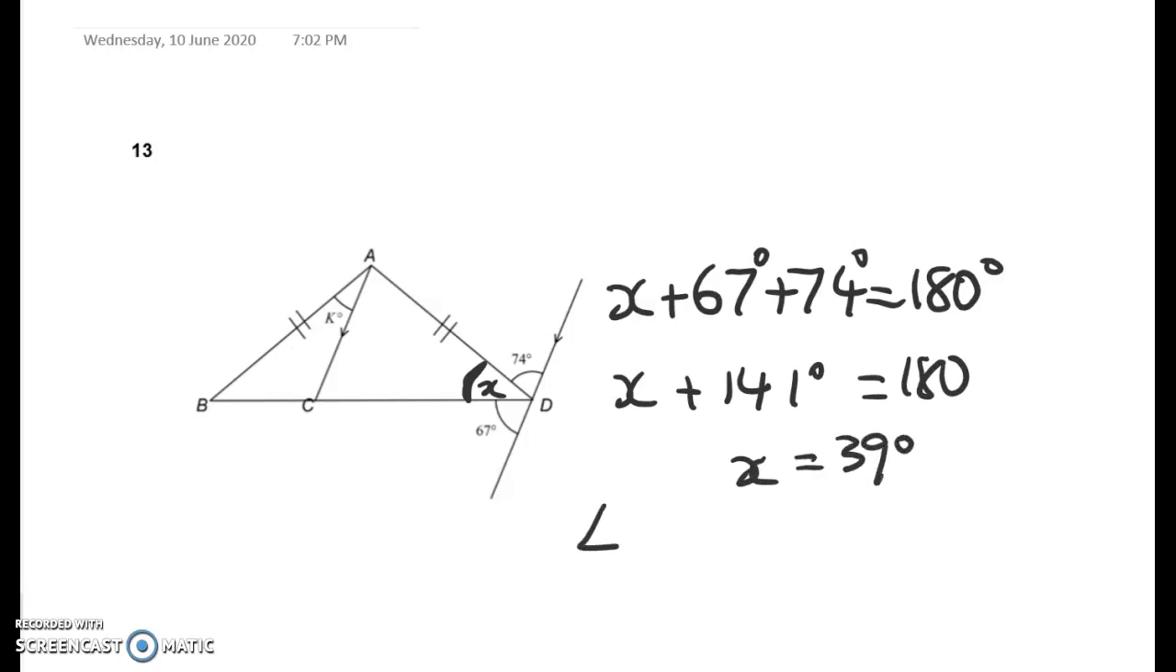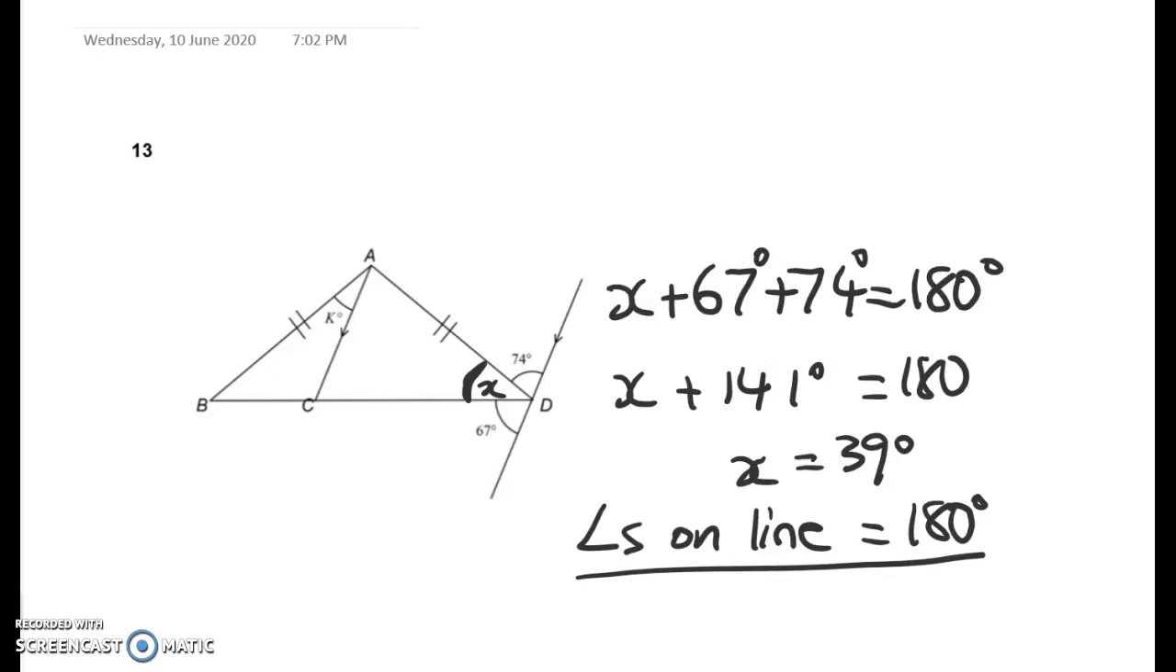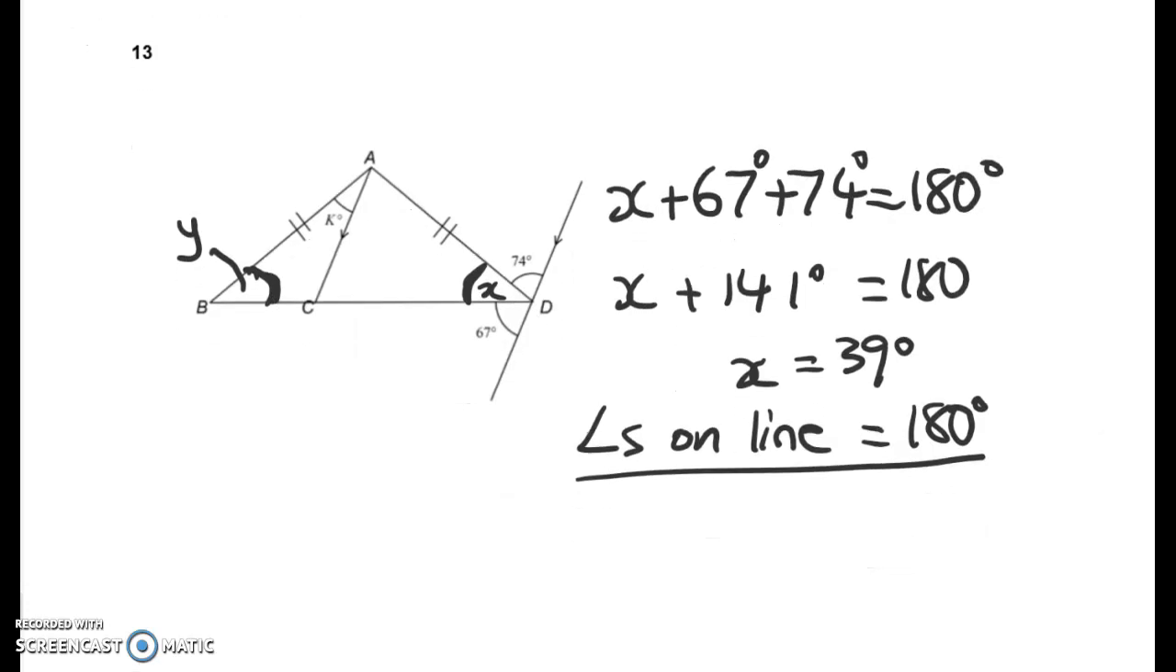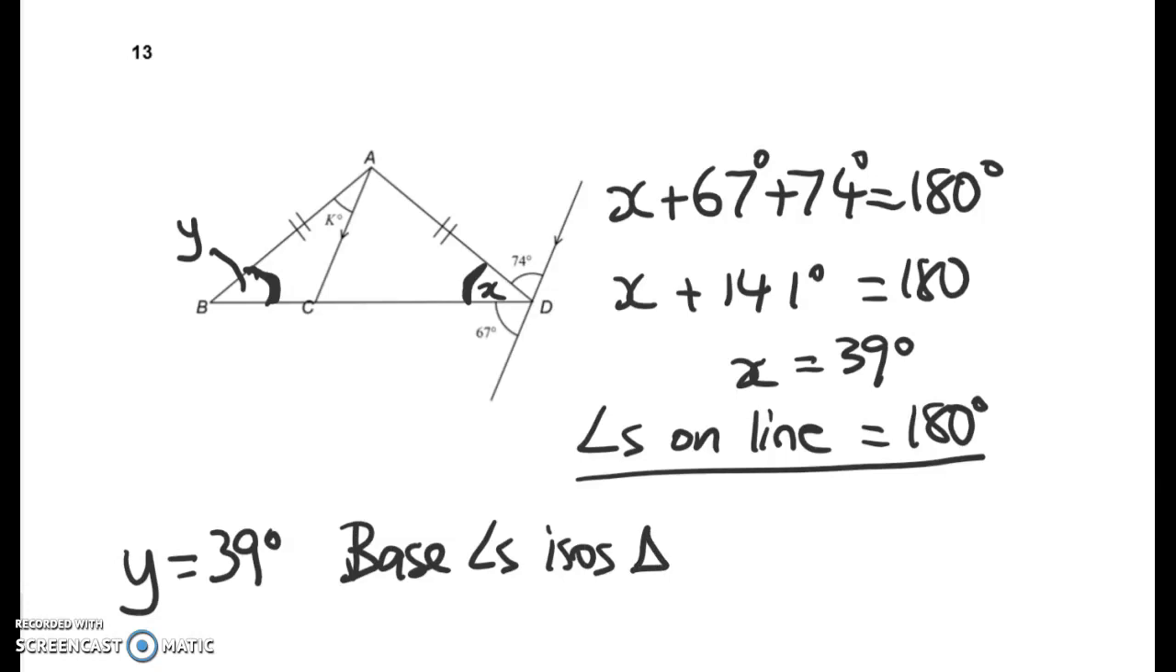Now I have to give my reason. Angles on a line equal 180 degrees. There we go. What can I say now? Well, now we've got the angle at the base of an isosceles. So we know that this must also be 39 degrees. So we can write down y is equal to 39 degrees because base angles, isosceles triangle, are equal. What can I do next?